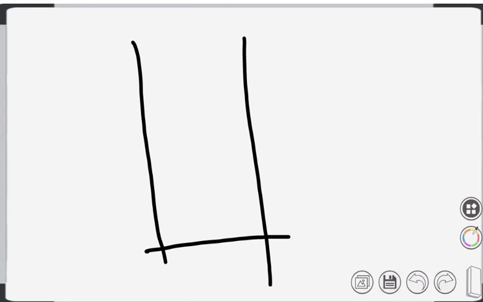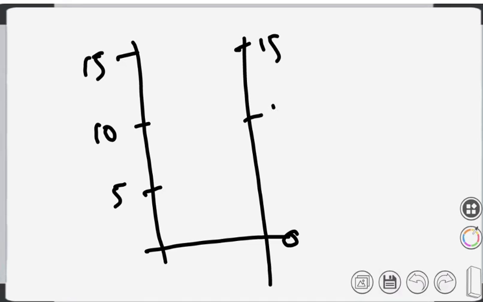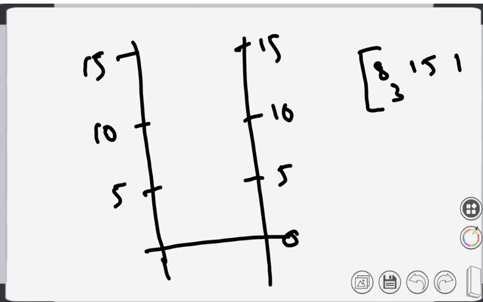So this is 0. Let me make it 5, 10, 15, so this is 15, 10 and 5. Just tell me what are the values that were left: 8 and 3, 15 and minus 1, and 1 and 4. So 8 and 3, 15 and minus 1, and 1 and 4.